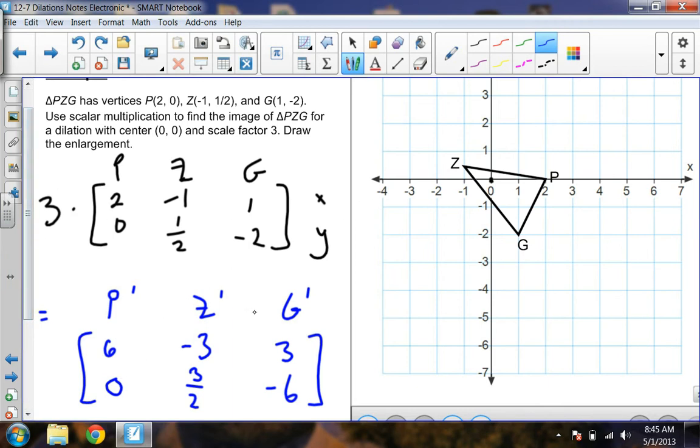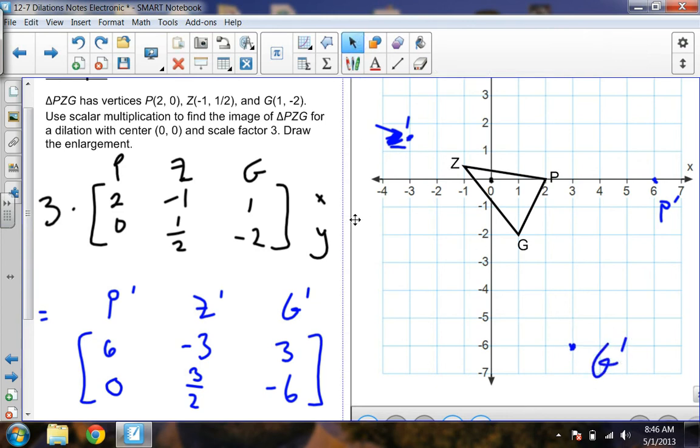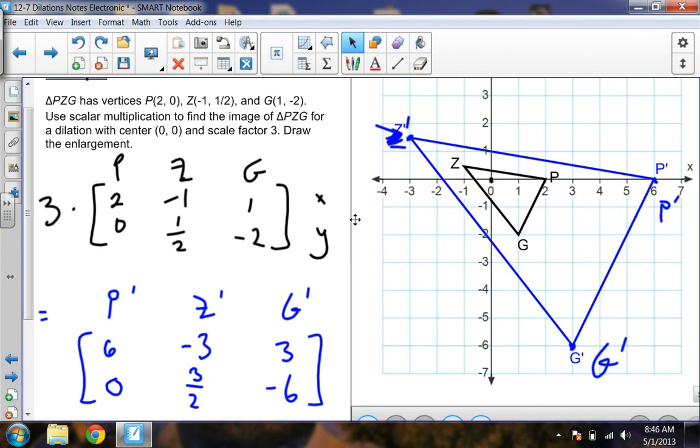So let's plot these. P prime is at 6, 0, right here. Z prime is at negative 3 and 3/2, which is the same as 1 and 1/2. You always want to double check and see if it all makes sense. Does that look correct? Sorry for that weird looking Z. And G prime is at 3, negative 6. Together, I think I actually have a triangle underneath this, so I'll delete it. Together, they all form that triangle, which is enlarged 3 times from this center.